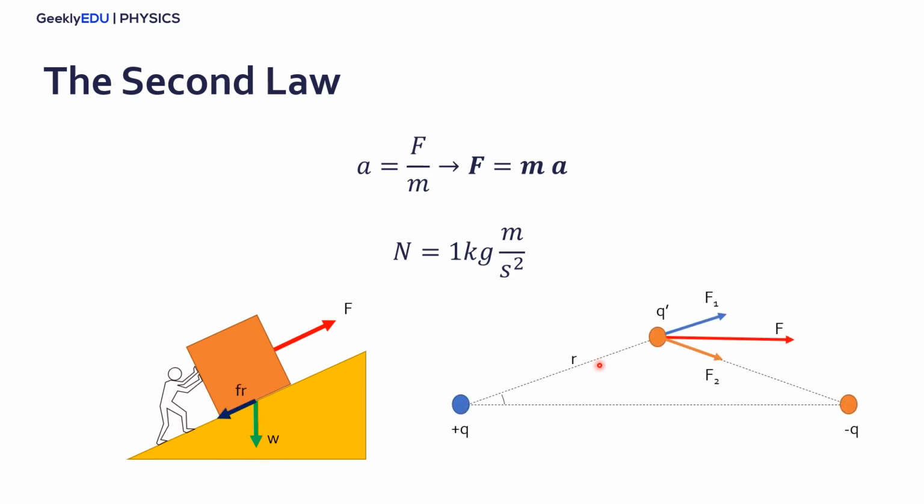Another example can be when you have electrically charged particles and they are repelling or attracting each other, and then you have a resultant force. Remember, these are vectors, so we need to add the vectors considering their directions.